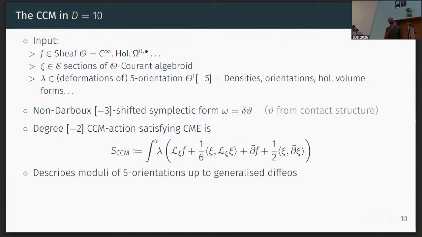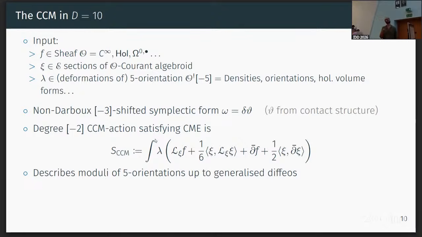And then once you have this data, these parameters, you can write down some kind of non-Darboux -3 shifted symplectic form that comes from some kind of potential. And it turns out this potential comes from a symplectification of a contact structure on field space. And this is where the name Courant contact model comes from. Then furthermore, in these parameters, you can write down some kind of action that takes a relatively simple form. And we were able to show that this satisfies the classical master equation.